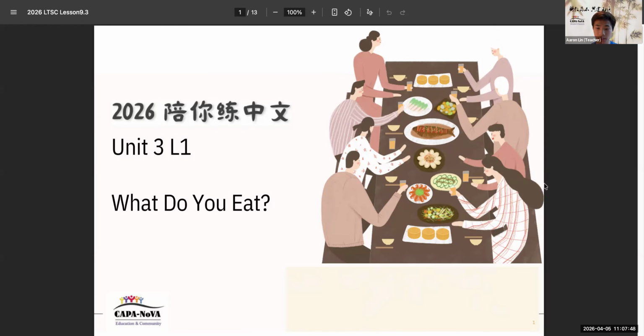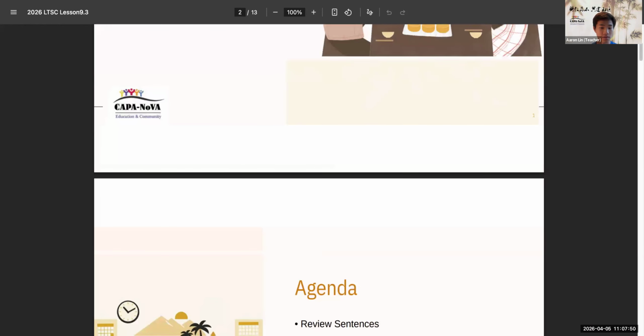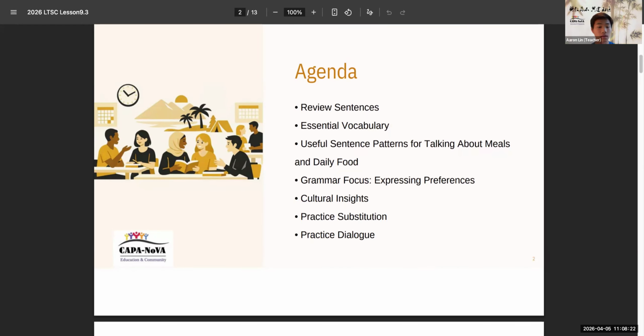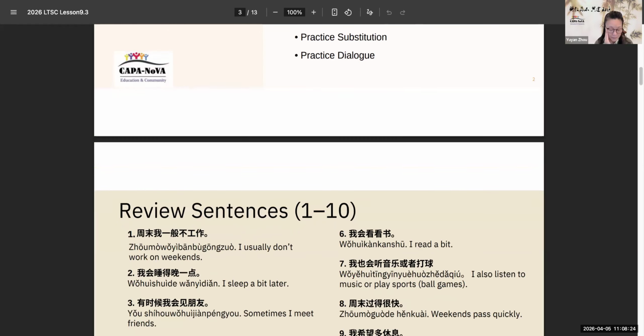Okay. So as Joel 老师 said, we're going to be learning about Unit 3, Lesson 1 today, which is what do you eat? Today's agenda is split into a couple of sections. First we'll review the sentences from last class, and then we have some new essential vocabulary, and then we'll look at the new sentences for today, talking about meals and daily food. Following that, we have some grammar focus, then a cultural note, and lastly, we're going to practice with some substitution and dialogue at the end.